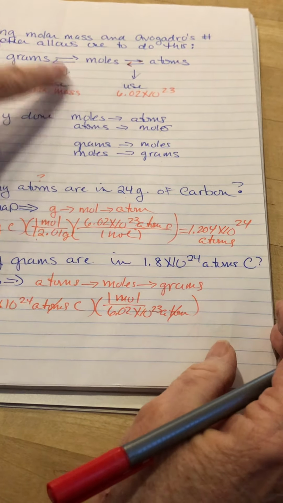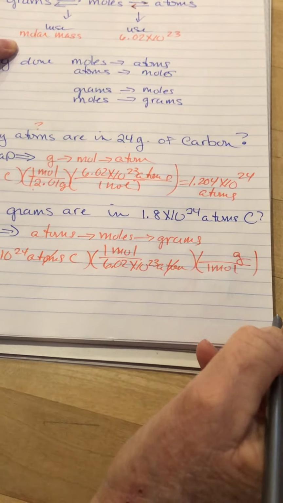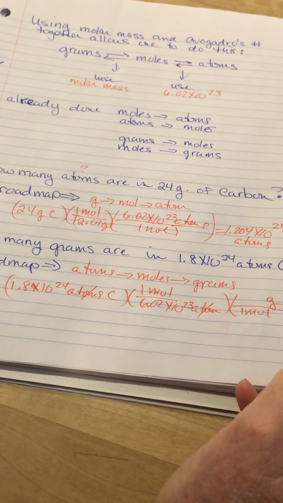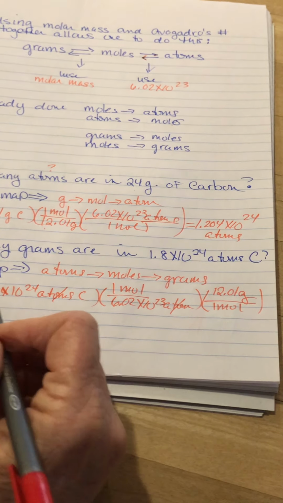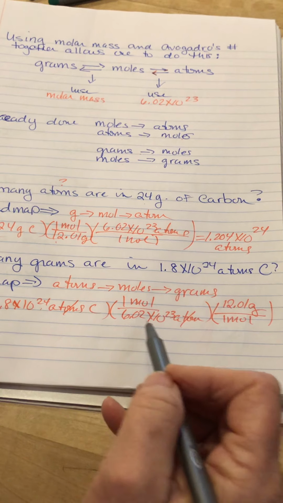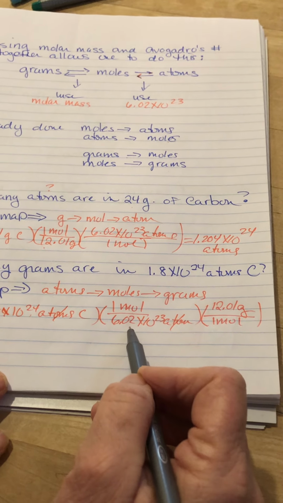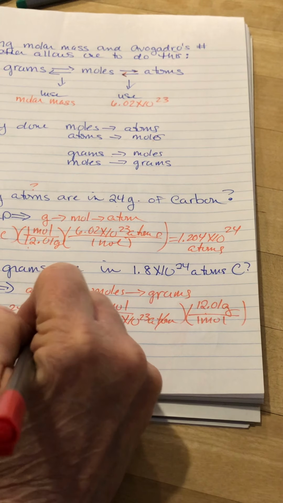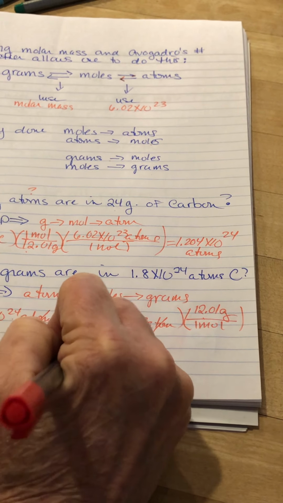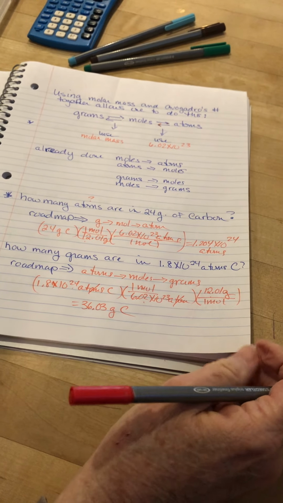To go from moles to grams, you use the molar mass. I want grams on the top, and I want to get rid of moles. And I know that there are 12.01 grams of carbon in 1 mole. So for this one, I'm going to have to take 1.8 times 10 to the 24th, divide by 6.02 times 10 to the 23rd, which is going to give me around 3, and then multiply by 12.01, which is going to give me 36.03 grams of carbon.